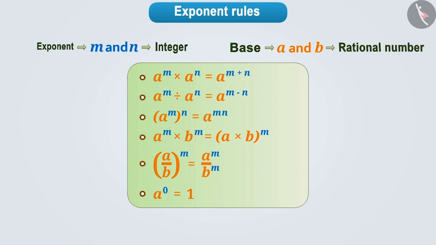So we can say that for rational number a, b and integer m and n, a to the power m into a to the power n is equal to a to the power m plus n. A to the power m divided by a to the power n is equal to a to the power m minus n. A to the power m whole to the power n is equal to a to the power mn. A to the power m into b to the power m is equal to a into b whole to the power m. A upon b to the power m is equal to a to the power m upon b to the power m. A to the power 0 is equal to 1.